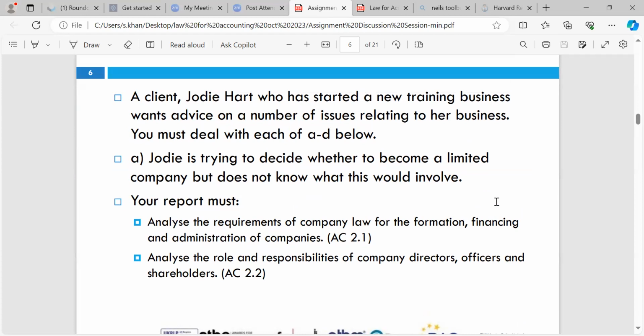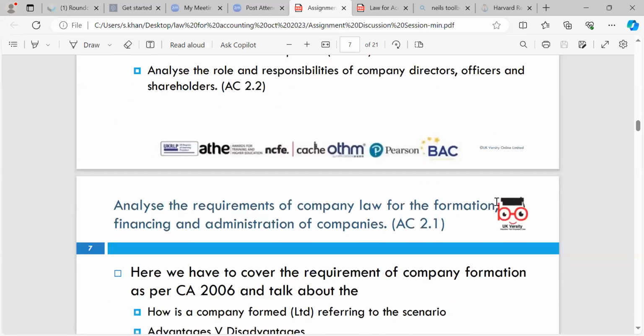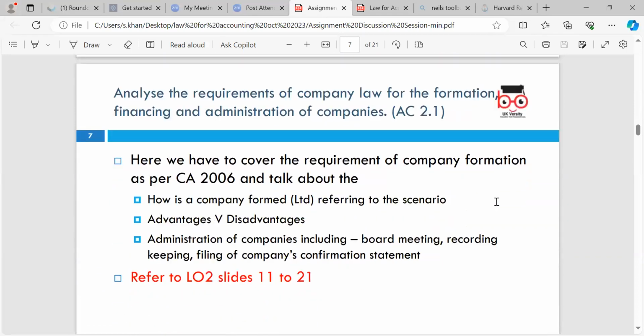You're a client, okay? This is task 1, and the report must include these 2 elements. I'm looking at those 2 elements just below. The first one is analyze the requirements of company law for the formation, and it gives you literally what you need to put in that first part. You need to look at how a company is formed, advantages and disadvantages, and the administration of a company. For this bit of task 1, you need to look at learning outcome 2, slides 11 to 21 to answer this question.